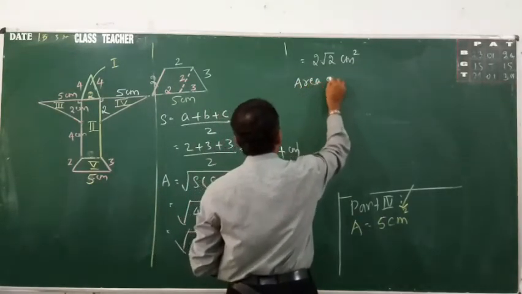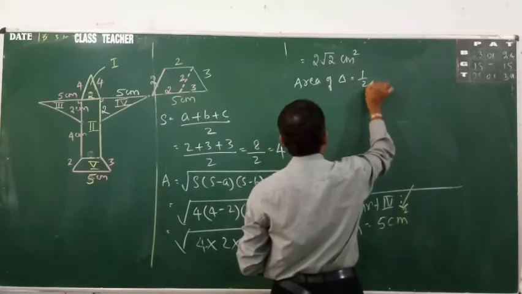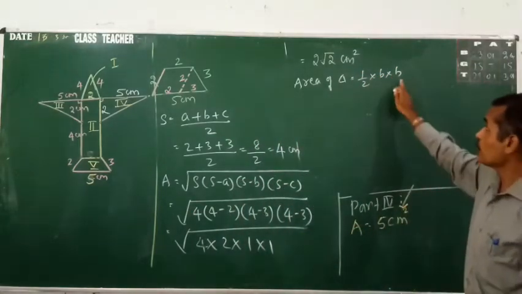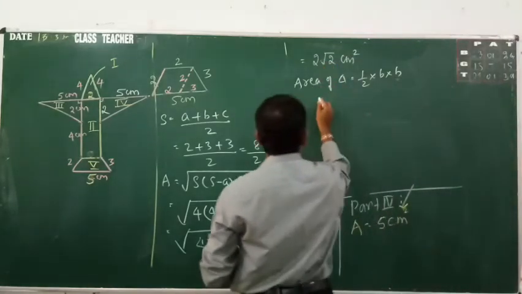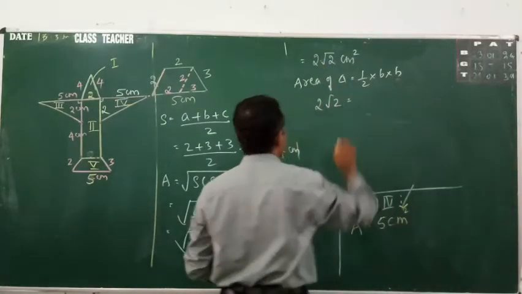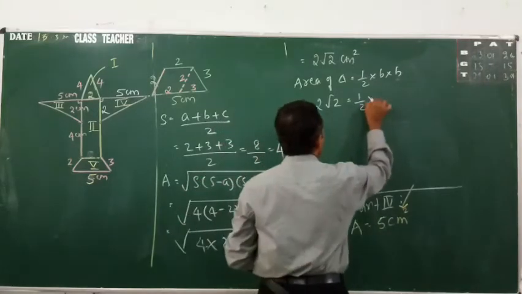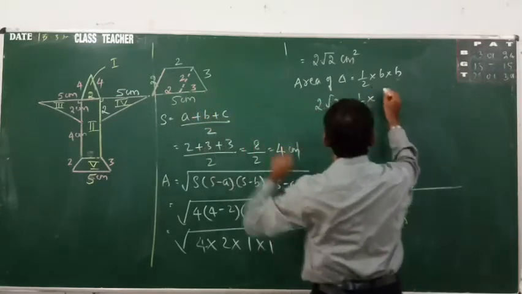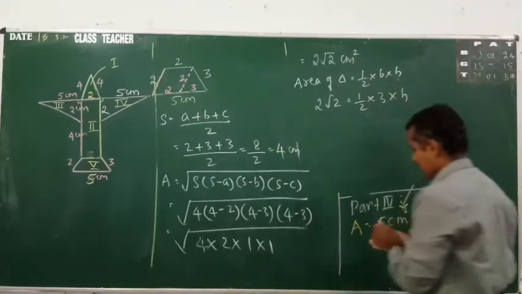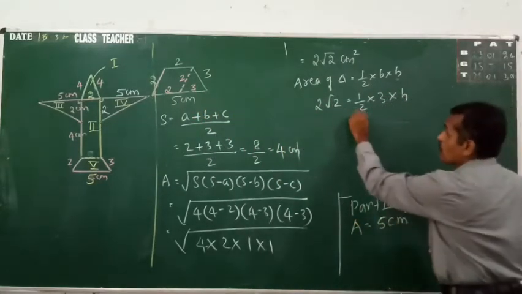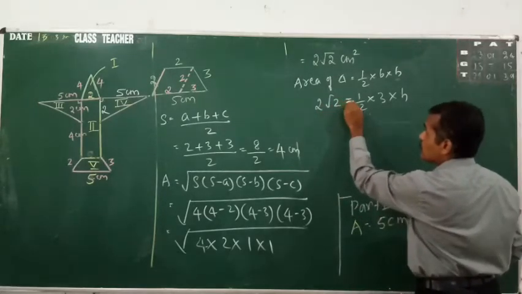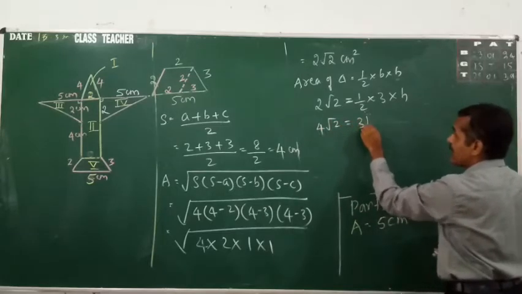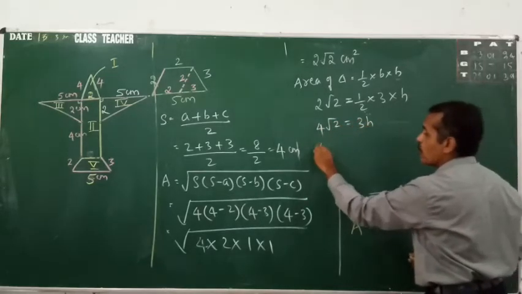So I will write: area of triangle is equal to half into base into height. Using this formula, you have to find the height first. Area is known, 2 root 2 is the area. It is 1 by 2, base of the triangle is 3, into height. You can cross multiply. 4 root 2 is equal to 3h. 3 will be coming to the denominator.